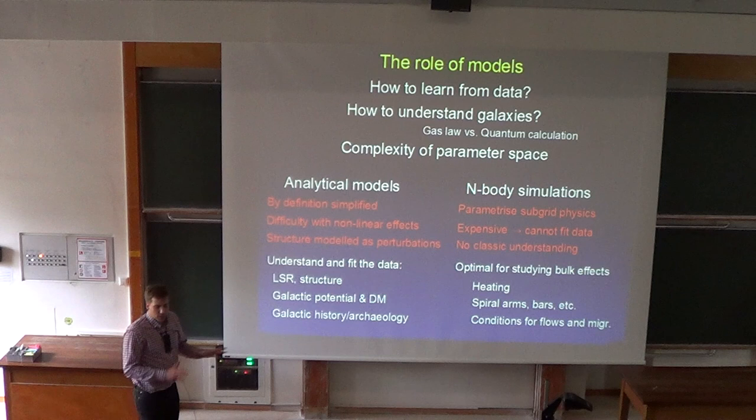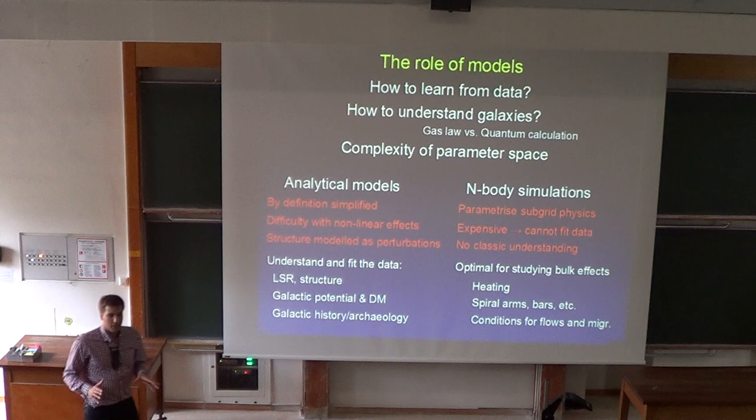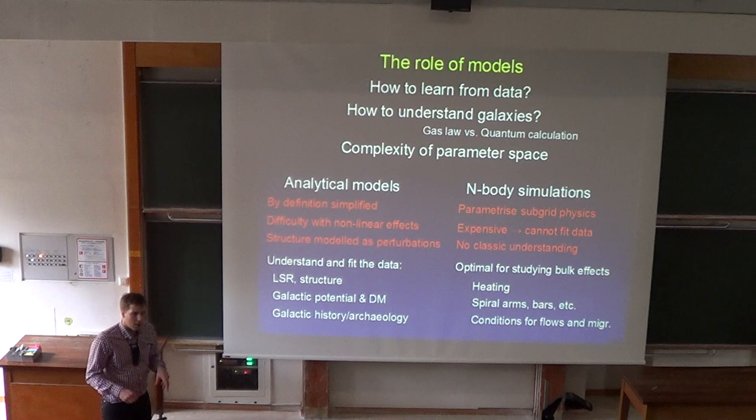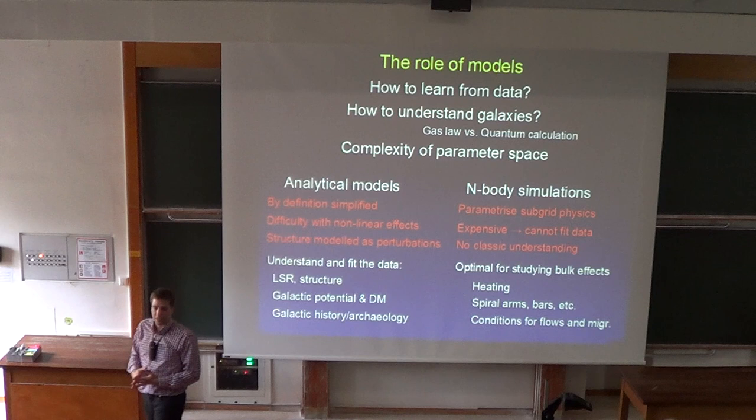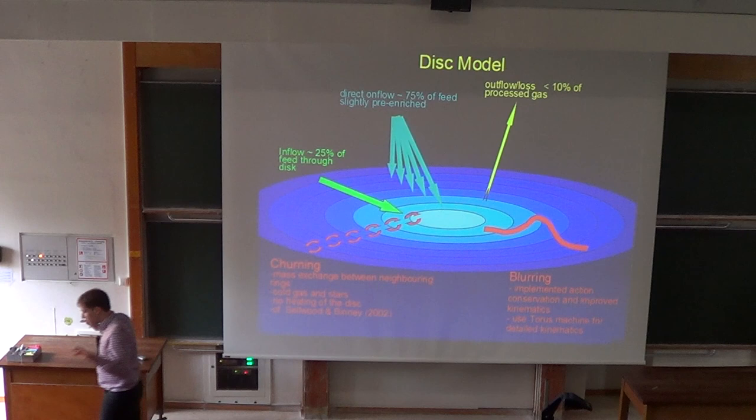So we will use those analytic models to understand things, and we need the N-bodies urgently because we can't make an experiment. Those N-bodies are partly our experiment. They develop a galaxy. It doesn't need to be the Milky Way, but we can study how heating works, how spiral arms and bars form, all those nice non-linear effects, and how flows and migrations of stars are connected to that.